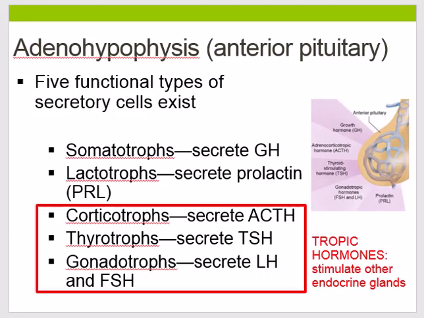So in this case, these hormones that are released by the anterior pituitary gland, these three here, can then stimulate other endocrine glands rather than just having an effect on the end tissue. With tropic hormones, the primary responsibility is to stimulate other endocrine glands, okay? Again, rather than an end tissue.